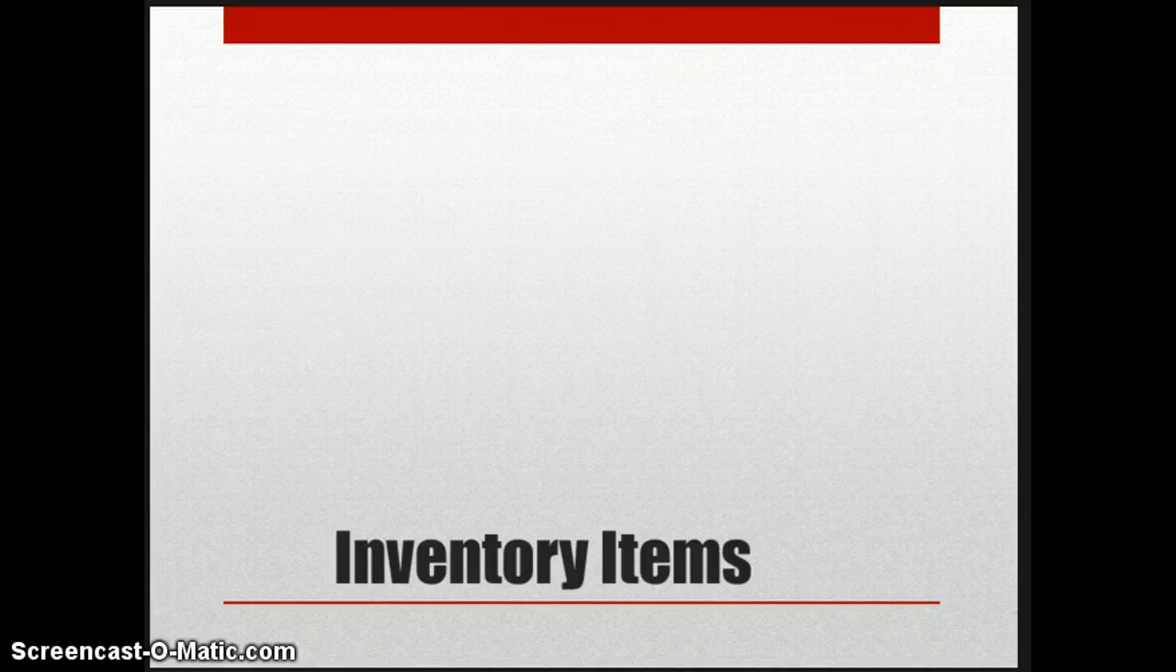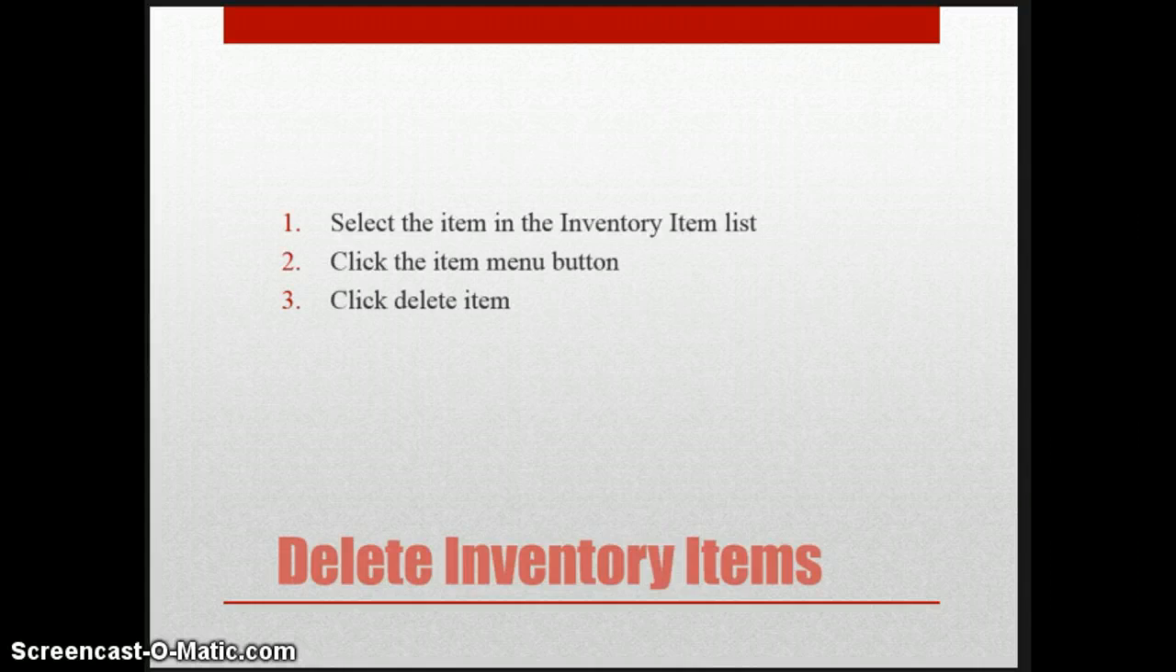So when we deal with inventory, we have to start off with what they call inventory items. Inventory items are just that, the items that you have in your inventory. It depends on the type of business that you have. What can you do with the inventory items? Well, you can delete inventory items. You can select them in the inventory item list, click the item menu button, and then delete them. And you're actually going to go through this process in Chapter 5. These are going to be your exercises.